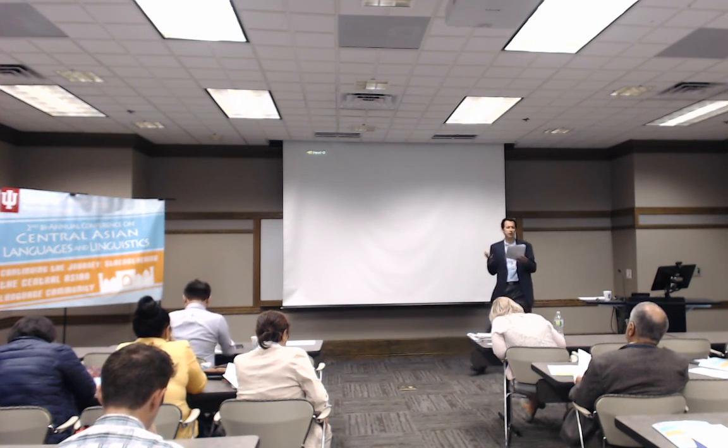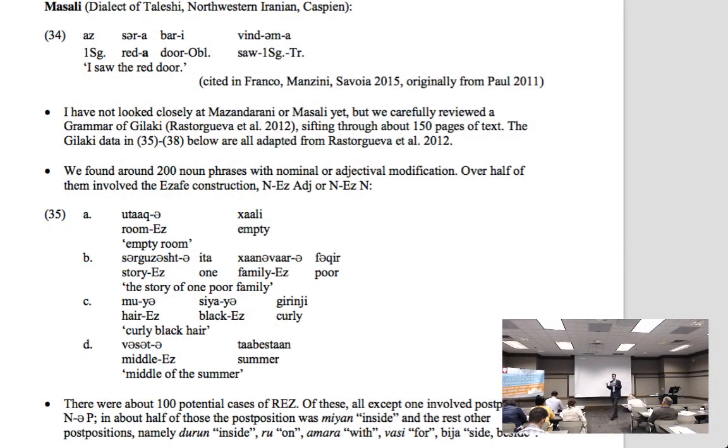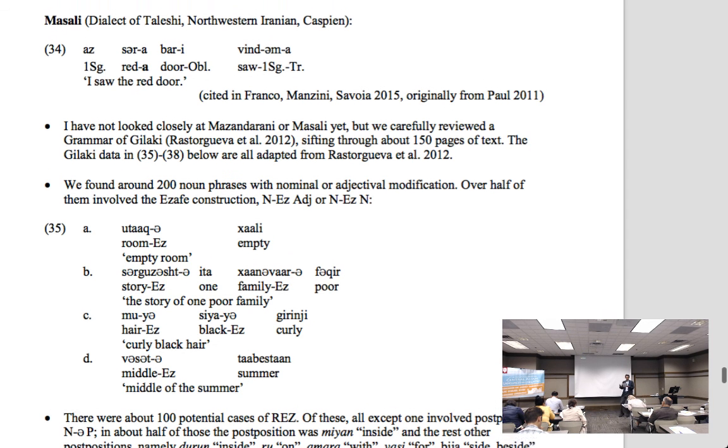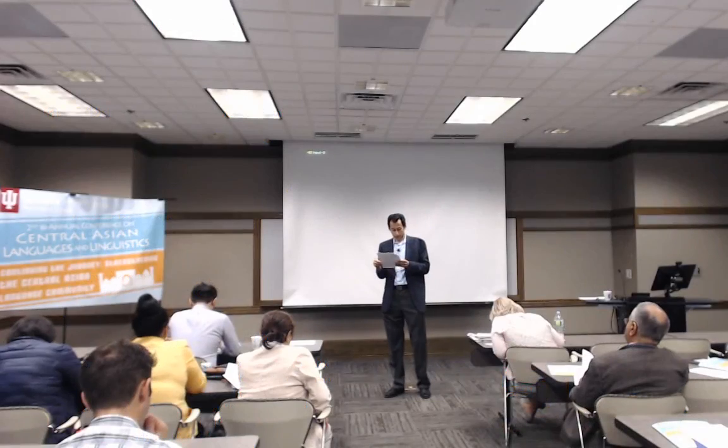Interestingly, we found about a couple hundred examples of modified noun phrases, right? So nouns with some adjective. Over half of them had the Ezafe, right? So in fact, which again could be a contact issue. I don't know historically. It would be interesting. I haven't done that, but look at the historical text if there's anything to see how much of that you find in those. But this is what we have. And Larson, of course, also talks to a speaker who's a modern speaker of Gilaki. So room, Ezafe, empty. A lot of examples like that.